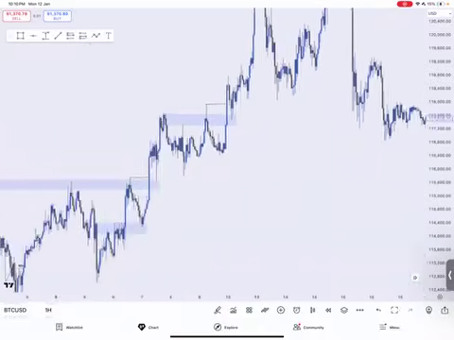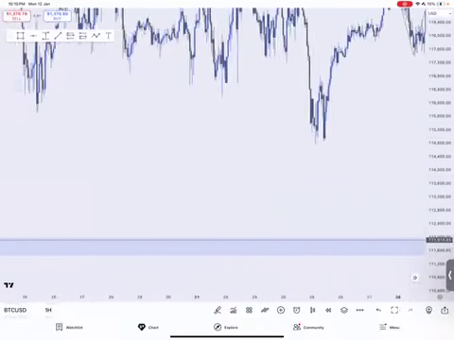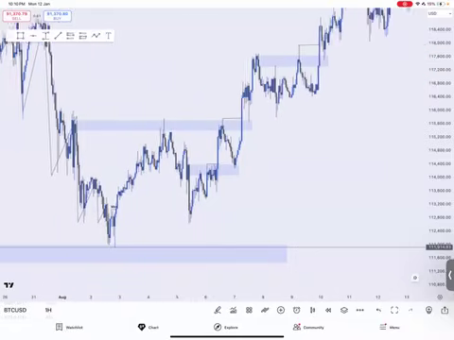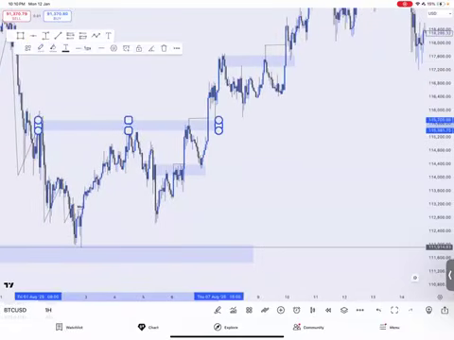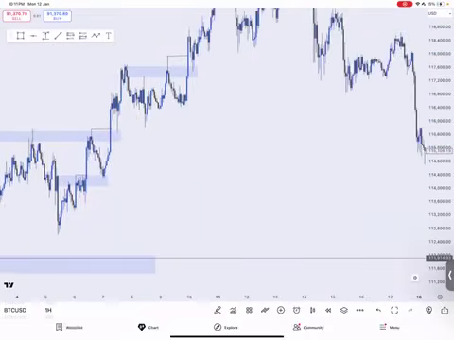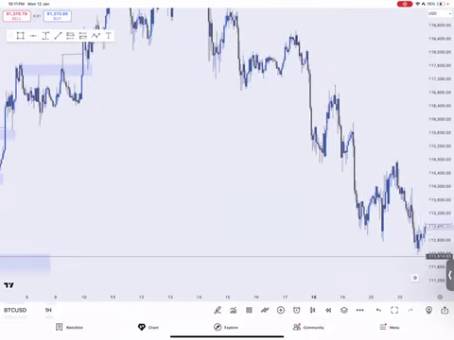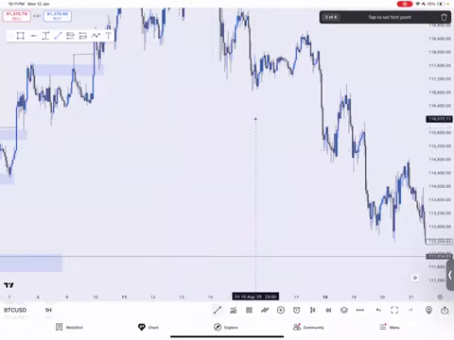Now, the difference between these ones here and the ones I was marking out before is that the first ones I marked out are single breaks of structure. The ones I marked out here are double or multiple break of structure. By multiple or double break of structure, I mean when price takes out more than one high or more than one low. For example, this is what a break of structure is.